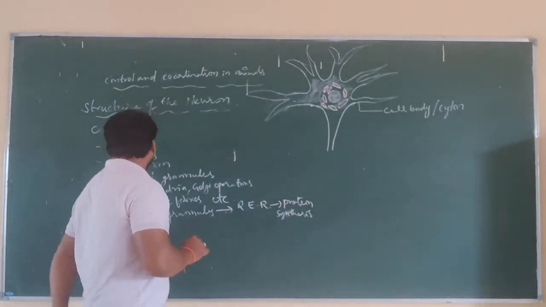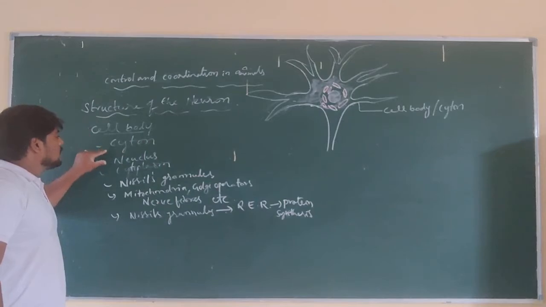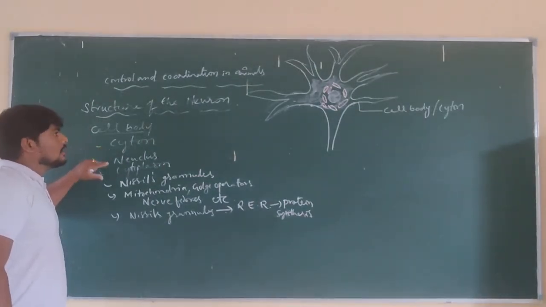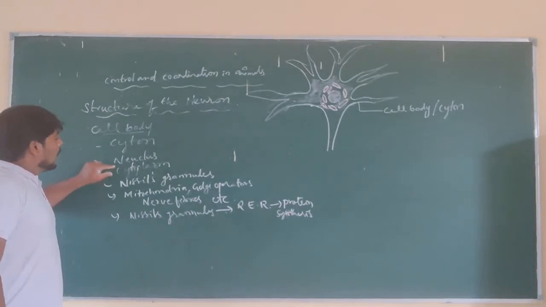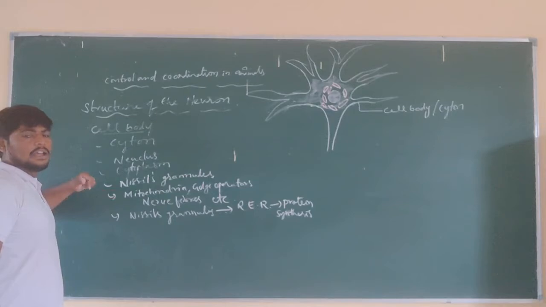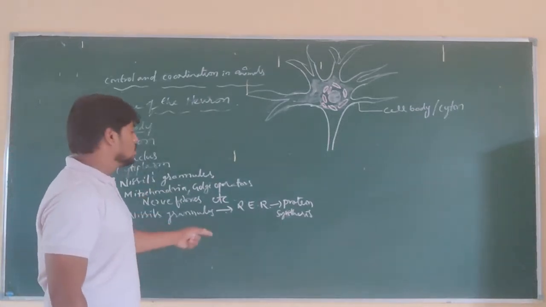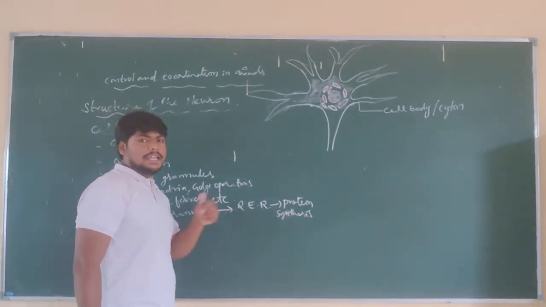That's what you can see: the cell body, which is also called cytosol, consists of a nucleus in the center and is also filled with cytoplasm. Surrounding the nucleus, you can see the granule-like structures called Nissl granules, and the cytoplasm also consists of mitochondria, Golgi apparatus, nerve fibers, and nerve tubules. These Nissl granules are actually rough endoplasmic reticulum, and they help in protein synthesis.